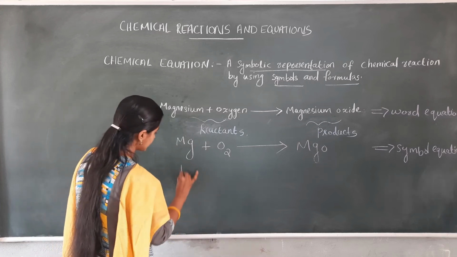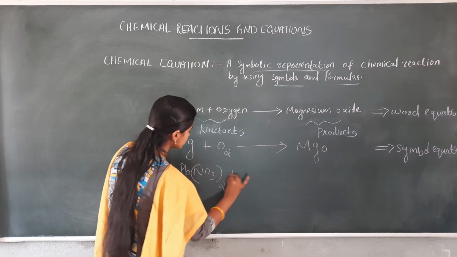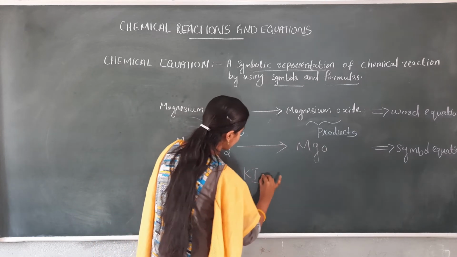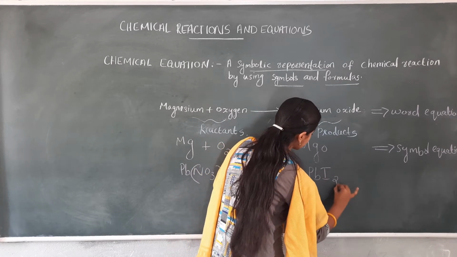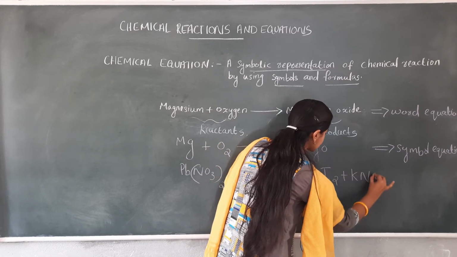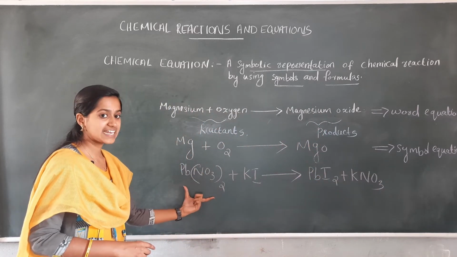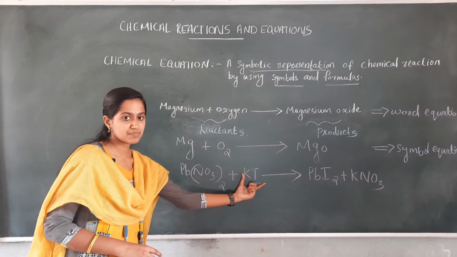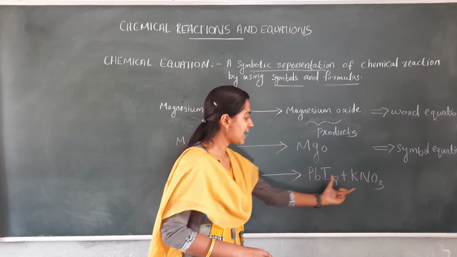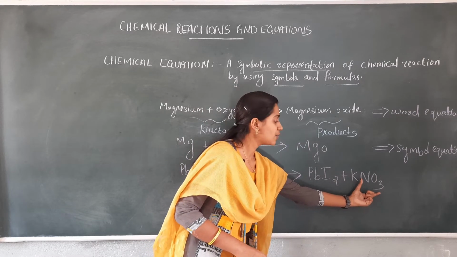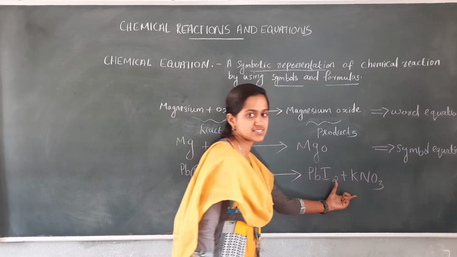That is, lead nitrate reacts with potassium iodide to give lead iodide and potassium nitrate. In this equation, PbNO3 indicates lead nitrate, KI is the symbol that represents potassium iodide, PbI2 represents lead iodide and KNO3 represents potassium nitrate. So these are the reactants and these are the products.